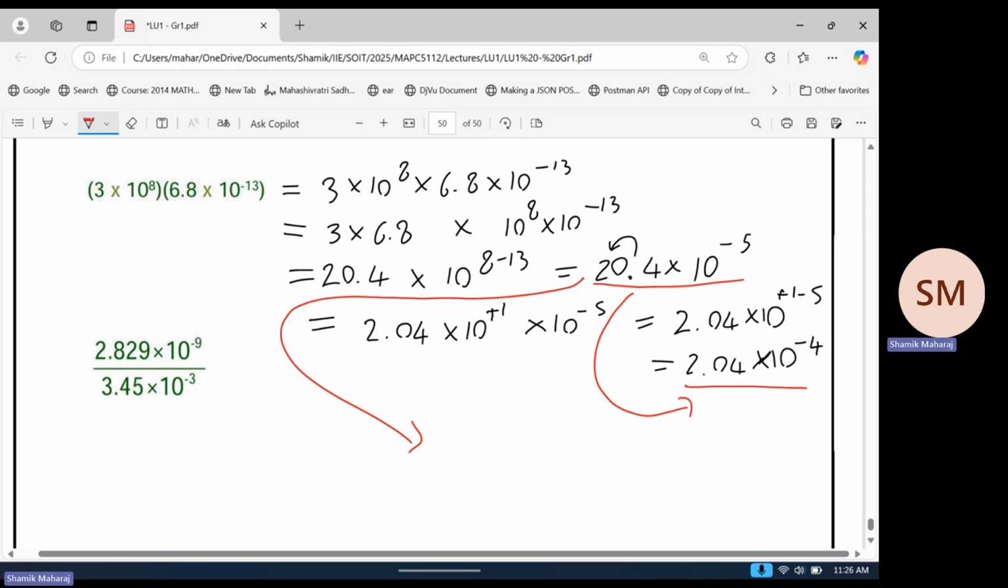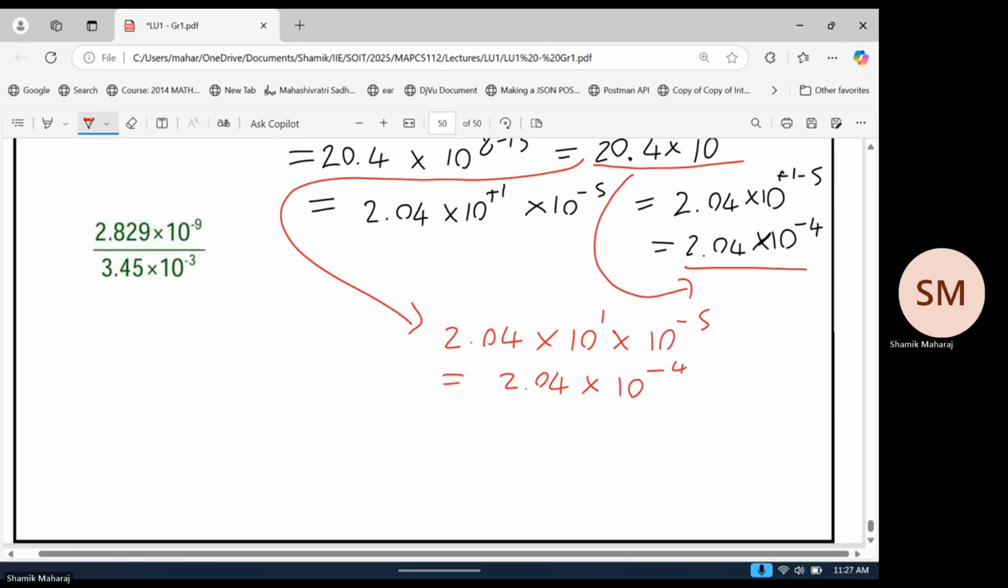So again, I'll say that again. 20.4 is becoming 2.04. So I'm turning 20 into a smaller number, so I must compensate by including a 10 with a positive number. I'm going smaller with the 20, so the 10 compensates by being a bigger number. Right, okay. So this 10 here will be a 10 to the 1, and then a 10 to the minus 5 is still there. And then, you guys know the story from here, 10 to the minus 4.